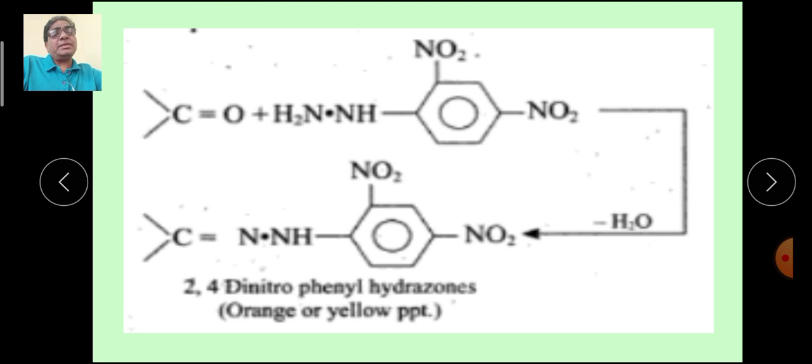The reaction is: the carbonyl compound reacts with 2,4-dinitrophenylhydrazine, a water molecule is removed, dehydration takes place, and phenylhydrazones are obtained. This is 2,4-dinitrophenylhydrazone. The product may be orange, as we have seen, or yellow. In the case of acetophenone, an orange product is obtained. In the case of acetaldehyde, a yellow product is obtained. We have seen the products.